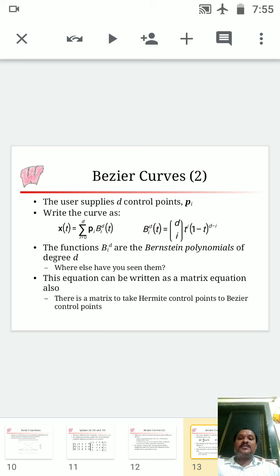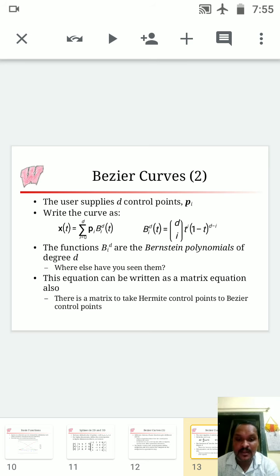The user supplies d control points, that is Pi, where i is nothing but the continuous index. So we can write x of t is equal to the summation of Pi times Bi raised to d of t, whereas Bi raised to d of t is equal to the binomial coefficient d choose i, times t raised to i, times (1 minus t) raised to d minus i. This is a simple curve equation for the Bezier one.